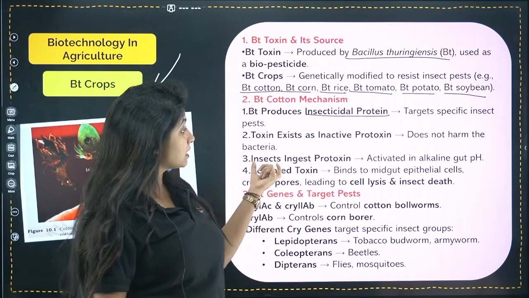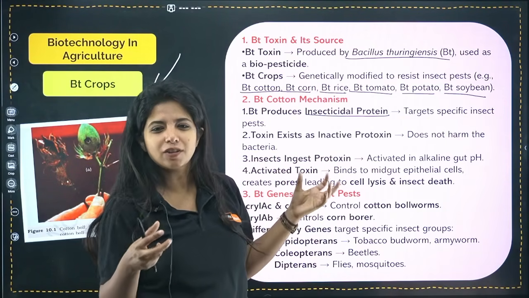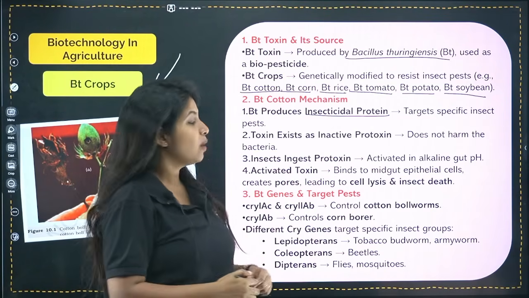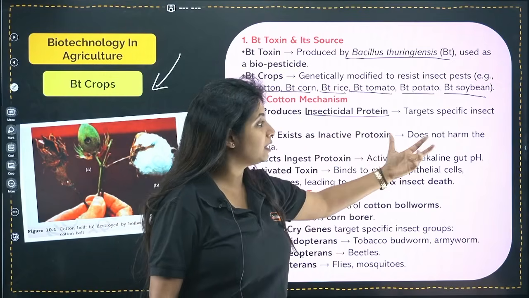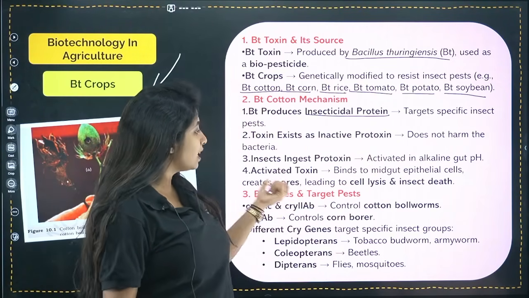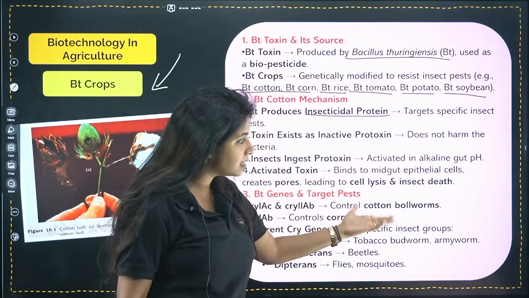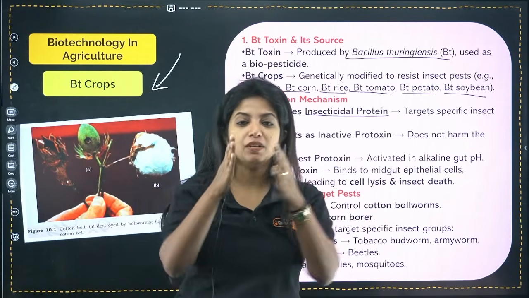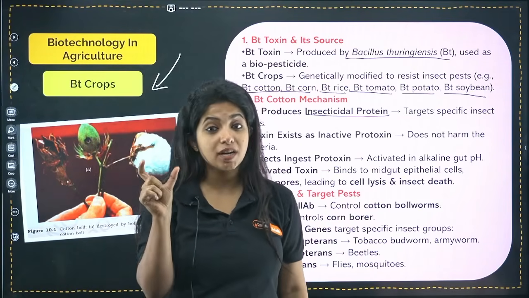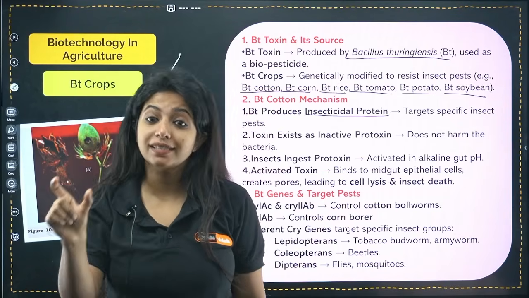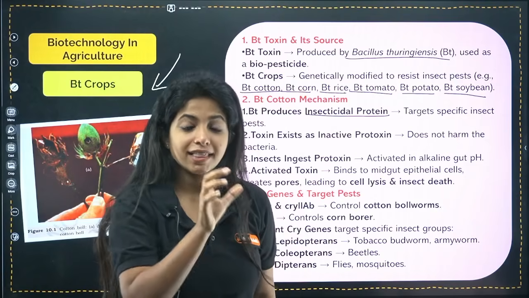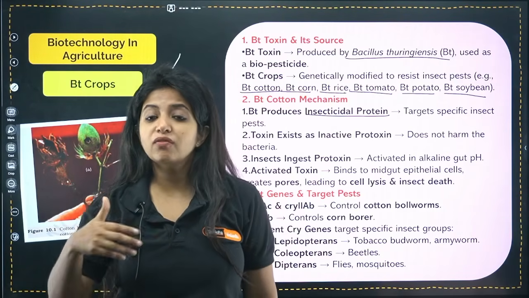Now, insects ingest the protoxin, as in insects, whenever they eat up the bacteria unknowingly, my dear children. What happens? The protoxin gets activated in the alkaline gut pH, and the activated toxin binds to the midgut epithelial cells, creates pores there, leading to cell lysis and insect death. The cell is going to be lysed, that means it is going to be cleaved open and leads to the death of the insect as well. Now, the cry genes are very much specific to certain insects. That means this gene codes for this protoxin which is only going to kill this insect. That is what you mean by being very, very specific.